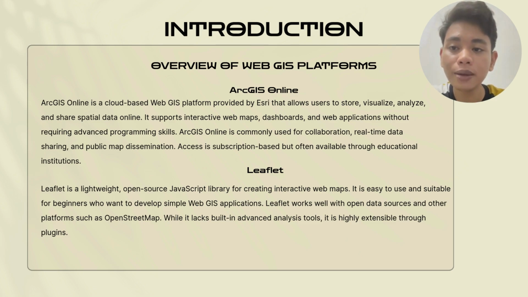Secondly, overview of WebGIS platform. ArcGIS Online. ArcGIS Online is a cloud-based web GIS platform provided by Esri that allows users to store, visualize, analyze, and share spatial data online. It supports interactive web maps, dashboards, and web applications without requiring advanced programming skills. ArcGIS Online is commonly used for collaboration, real-time data sharing, and public map dissemination. Access is subscription-based, but often available through educational institutions.